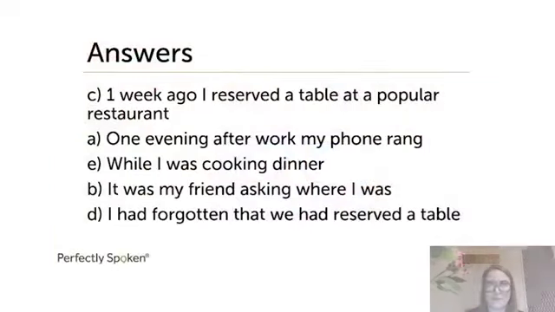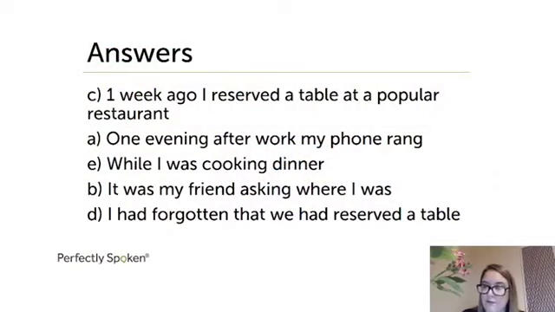Okay, how did you do? Let's have a look together. Okay. So the first one is C. 1 week ago tells us it happened quite a long time ago. 1 week ago, I reserved a table at a popular restaurant. Then A, one evening after work, my phone rang. E, while I was cooking dinner.